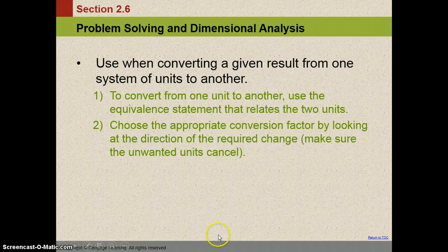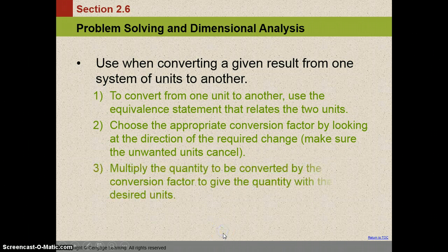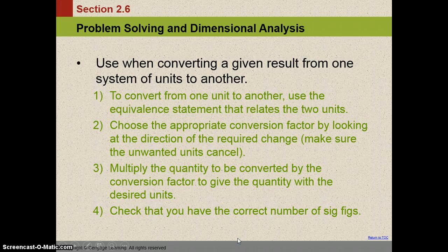Second of all, you need to choose that conversion factor, and you need to set it up to where the units cancel. If you cannot cancel your units, you've got it set up wrong. We'll then multiply the quantity to be converted by the conversion factor, and that's going to give us the units that we desire. We also need to check and make sure that we have the right number of sig figs.